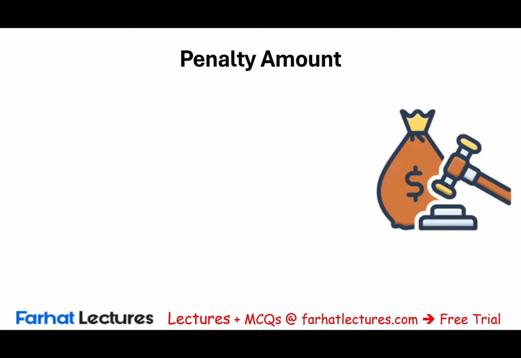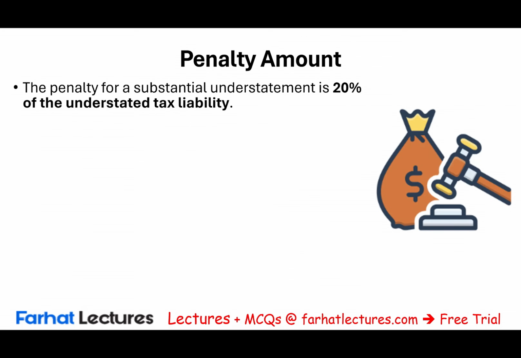Now, how much is the penalty? We mentioned several times, it's 20%. So you might be saying, what's the difference between negligence, disregard, and substantially understating your income? It's all 20%.